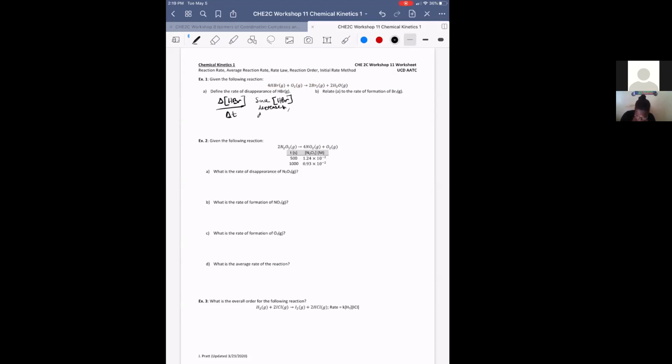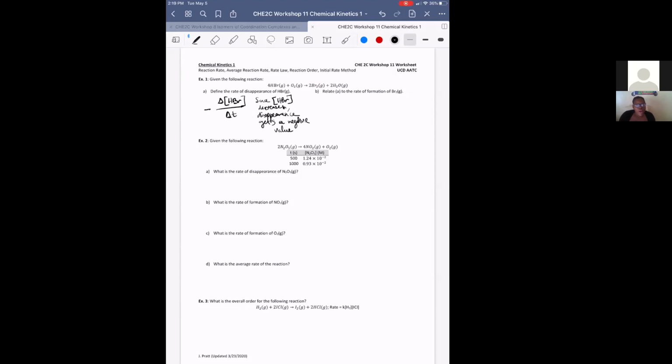Decreases, disappearance gets a negative value. Another way that we can generalize this is to say that if we ever have reactants, our reactants in terms of our rate should have a negative value. So we should actually have a negative sign there to indicate that we're losing concentration in the change of HBr.